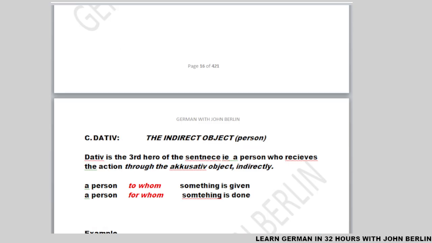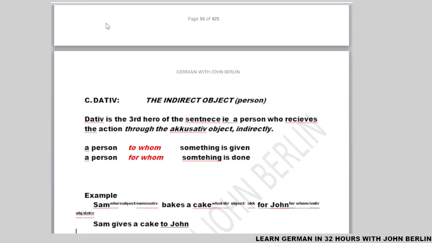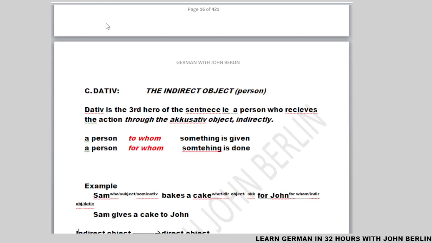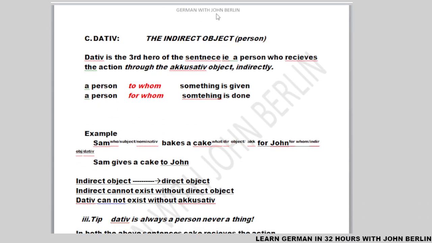And we'll bring it onto a new page. And we have learned it's an indirect object because the action is happening indirectly to it. We have learned it's a person. We've always learned the indirect object cannot exist without a direct object. All these things we have learned. Now a practical example. Let's make a question. Let's choose one of these to make a question. Let's make it with to whom.